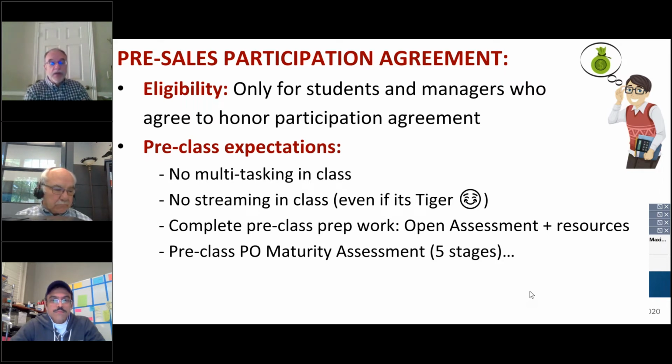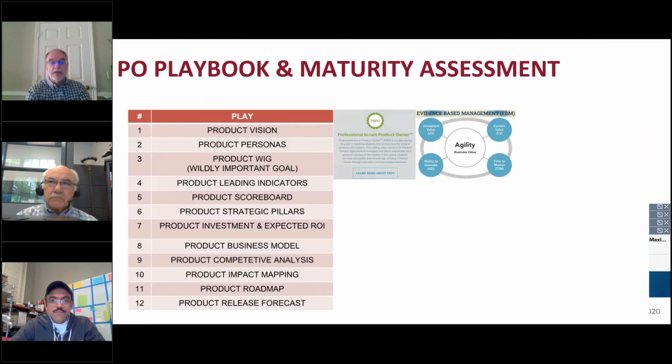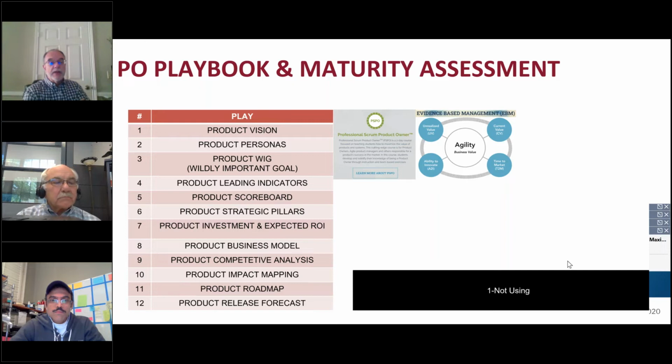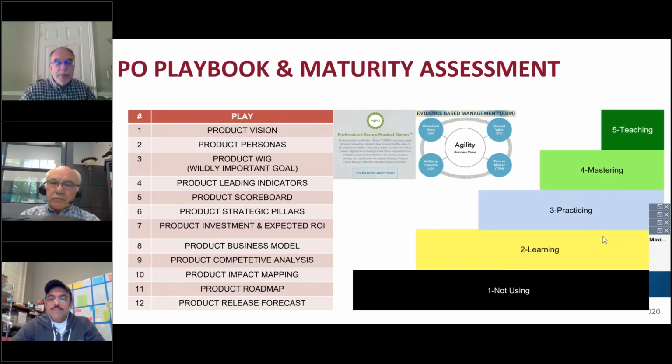Then we did a PO maturity assessment. And we don't have time to get into the specifics of that, but basically we took different areas of our PO playbook. Product owners able to create a product vision, understand and define product personas, all the way down through being able to do impact mapping, being able to create a quality roadmap, being able to do a release forecast.